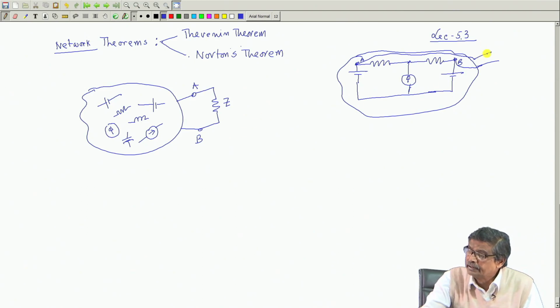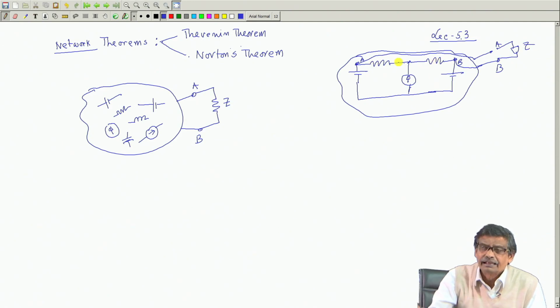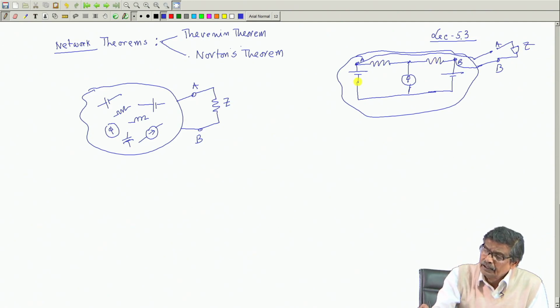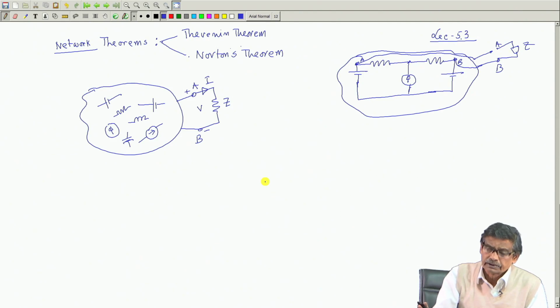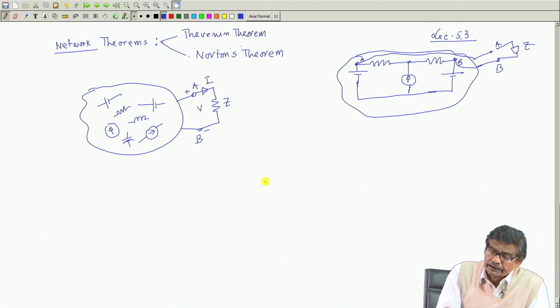This is the network and these are the points A and B, where I will connect an impedance Z. This could be R, L, C, etc. Suppose you connect this impedance, I am interested to know this current I. And this voltage across the load is suppose V. So, I can solve the network by applying nodal method or mesh analysis, whatever it is, and get the currents.